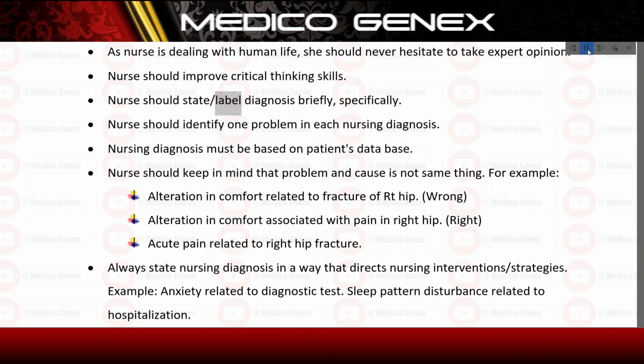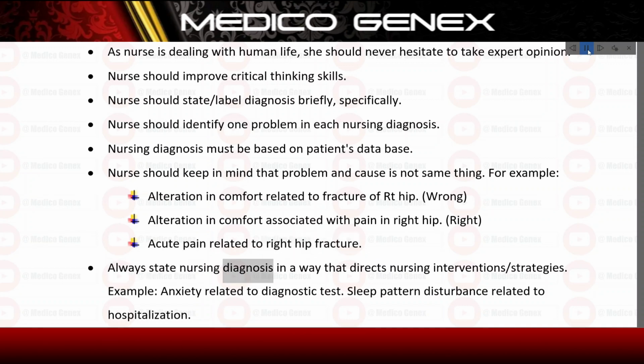Nurse should state or label diagnosis briefly, specifically. Nurse should identify one problem in each nursing diagnosis. Nursing diagnosis must be based on patient's database. Nurse should keep in mind that problem and cause is not the same thing. For example, alteration in comfort related to fracture of right hip. Wrong. Alteration in comfort associated with pain in right hip. Right. Acute pain related to right hip fracture.